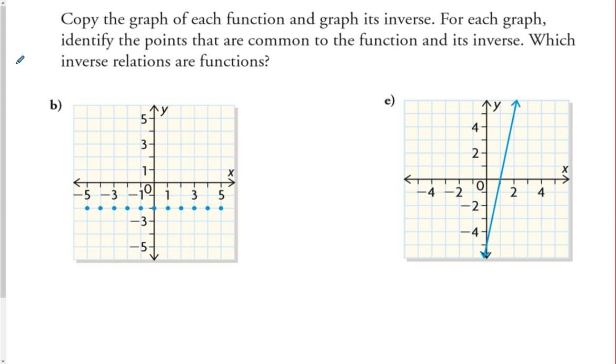Okay, here are some similar to ones I assigned for homework. You did not do these ones, you did other ones that I assigned for homework, but I wanted to go through a few of these as a way of review. So we've got our graph. For each graph, we're going to identify points that are in common to the function, its inverse, and which inverse relations are functions. So we need to graph our inverse and then say which ones are in common and which ones aren't. So the easiest way to do that is just to throw our dotted line on there.